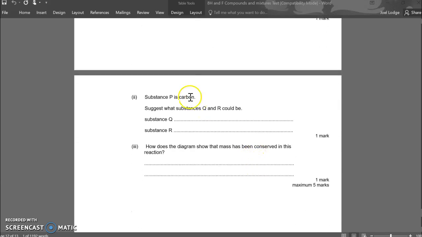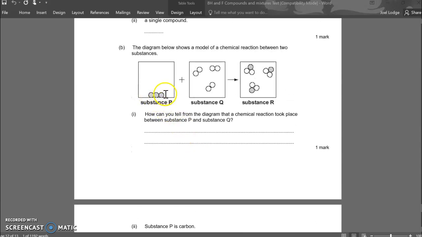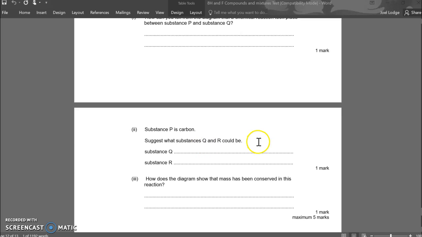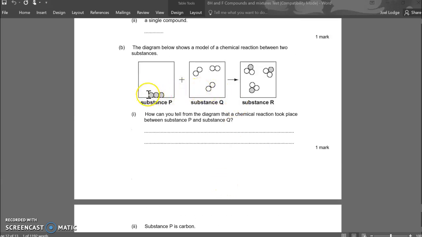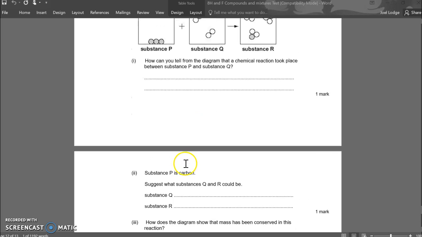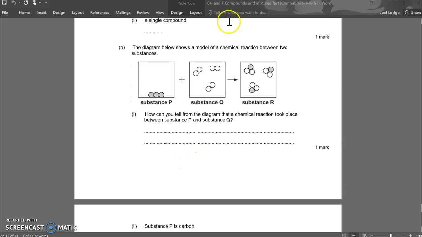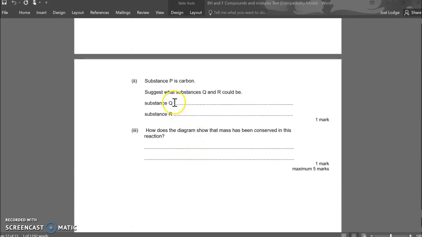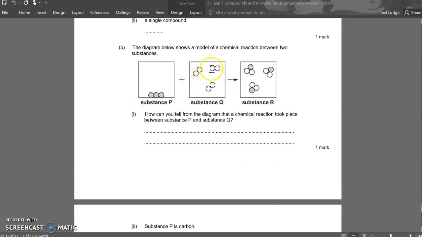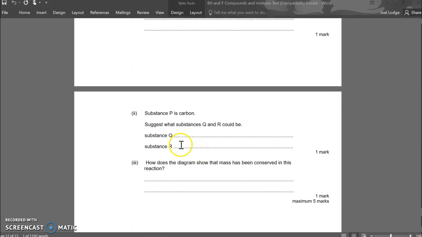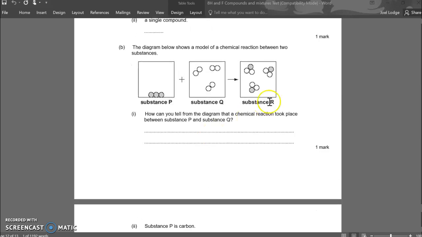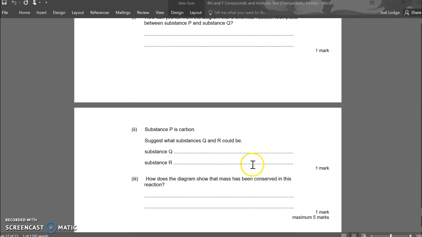Okay, so substance P is carbon, so we know that's carbon. Suggest what Q and R could be. So it's P, carbon, that's a solid, isn't it? This substance Q is a gas forming another gas with one carbon and two of the substance Q's in it. So because of our knowledge of some of the compounds, we should come up with the fact that substance Q is oxygen because it's a gas, O2, and then when you combine C and O2 together, you get carbon dioxide, so R is carbon dioxide.